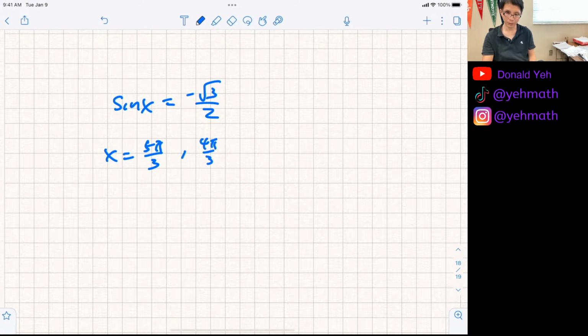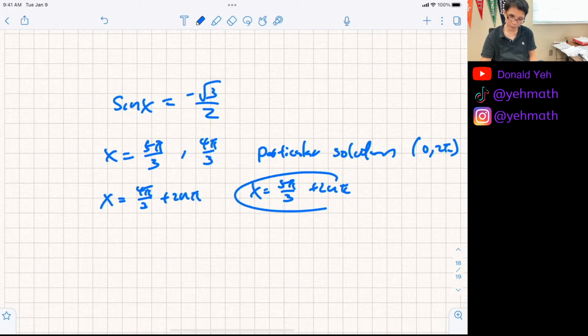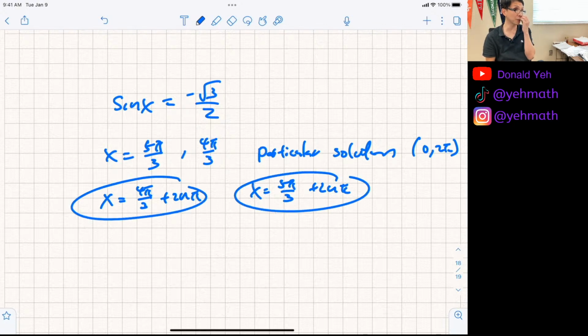Yep, perfect. Okay, so you will get 2 solutions. This is called a particular solution, between 0 and 2π. And there's a way to say the general solution: x equals 4π/3 plus 2nπ, and x equals 5π/3 plus 2nπ. So this is called a general solution. A general solution is plus 2nπ.